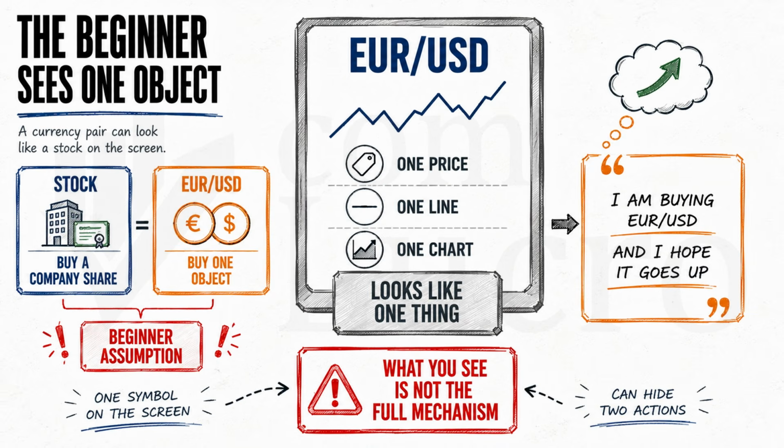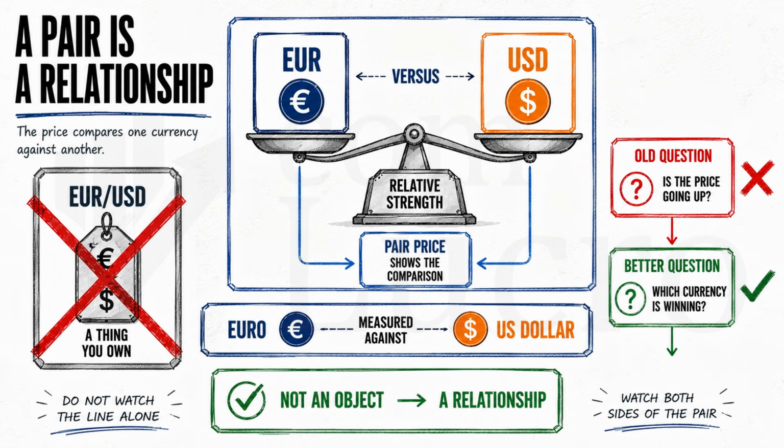Let's start with the mistake, because naming it is the fastest way to fix it. When a beginner looks at Euro USD, they tend to see it as one single thing, like a stock, like a share of a company you either own or you don't. So they think, I'm buying Euro USD, and I hope it goes up. And honestly, I get why. It's sitting there on the screen as one line, one price, one chart. It looks like one object. But it isn't one object.